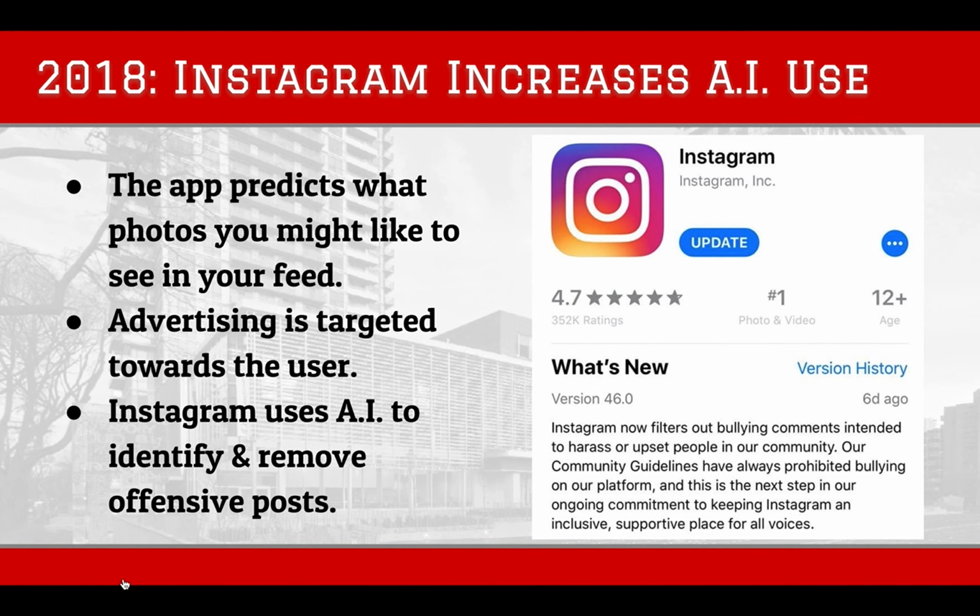Instagram uses AI. It's going to predict what you like based on your likes. It'll show you more of that content in the future. And it's also supposed to be using it to identify and remove offensive posts. Or Facebook's supposed to be using AI to identify people who might be posting suicidal messages.